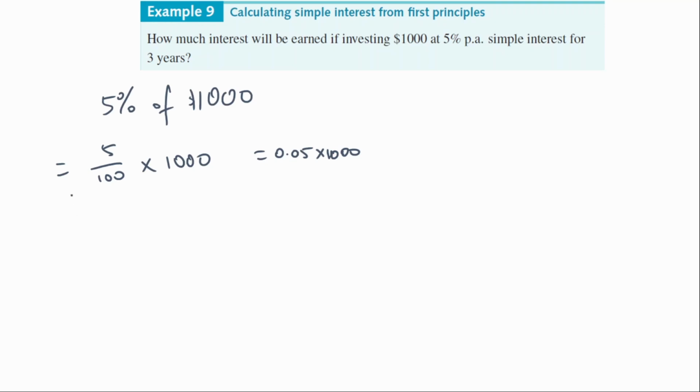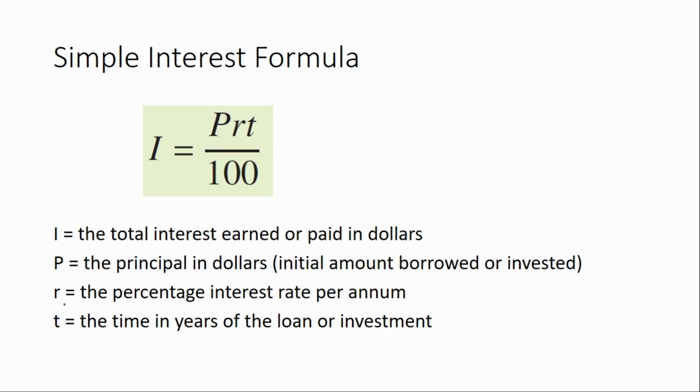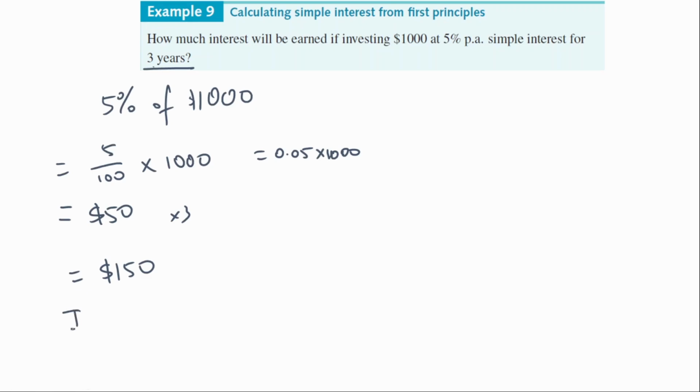Once you work that out or put that in your calculator, that will give you a value of $50. Alright, so each year we're going to be earning $50 and we're investing it for 3 years. So we're going to times that by 3, and after 3 years that will become $150 there. So that means our final answer will be the interest for 3 years. I'll just write that down.